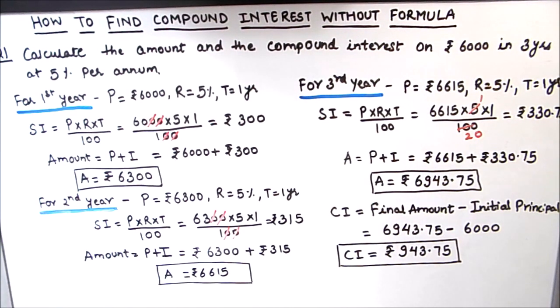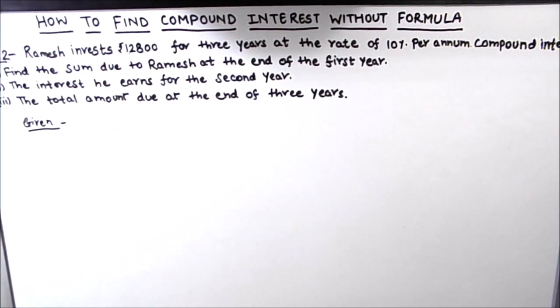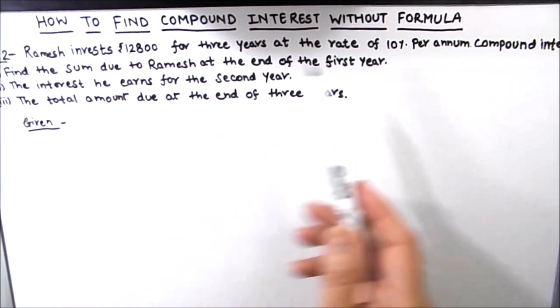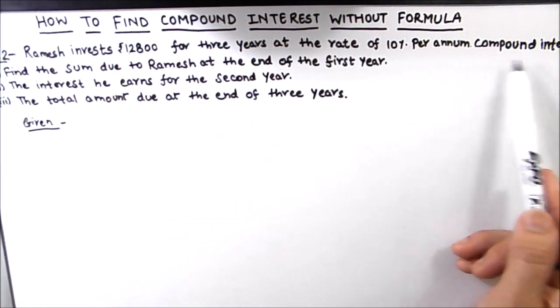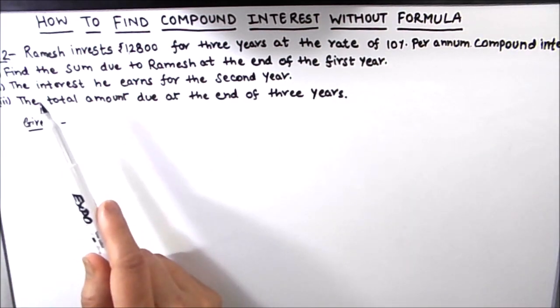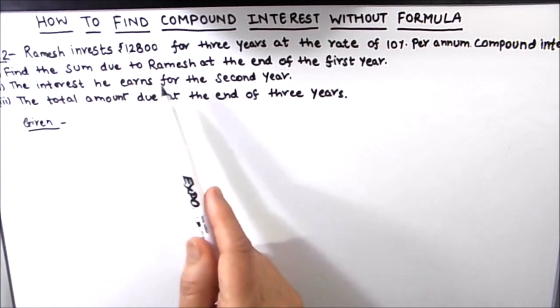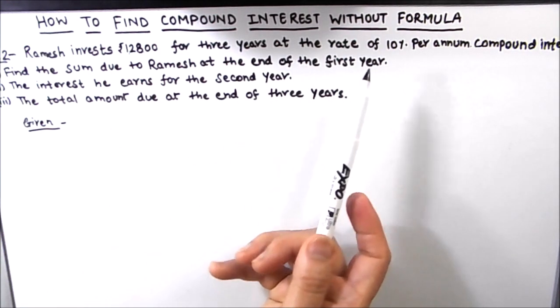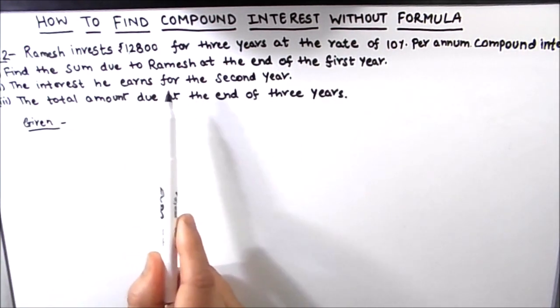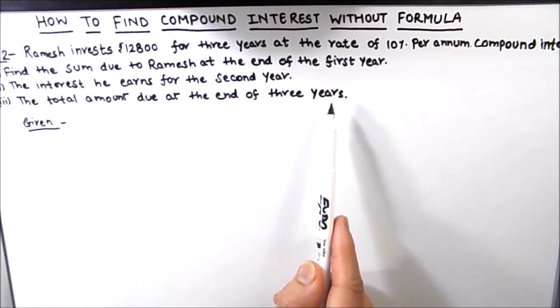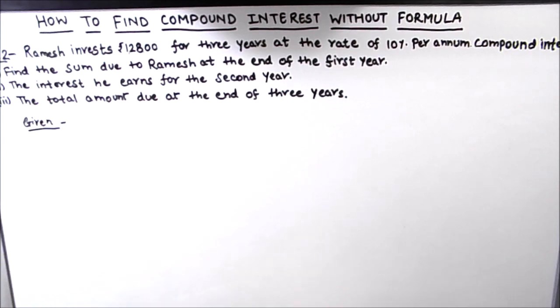So let's move on to our second example for understanding this more clearly. So here's our second example. Ramesh invests 12,800 for 3 years at the rate of 10% per annum compound interest. And now we have 3 sub-questions in the question, which is find the sum due to Ramesh at the end of first year, the interest he earns for the second year, and the total amount due at the end of 3 years. So for every year we need to find the interest.